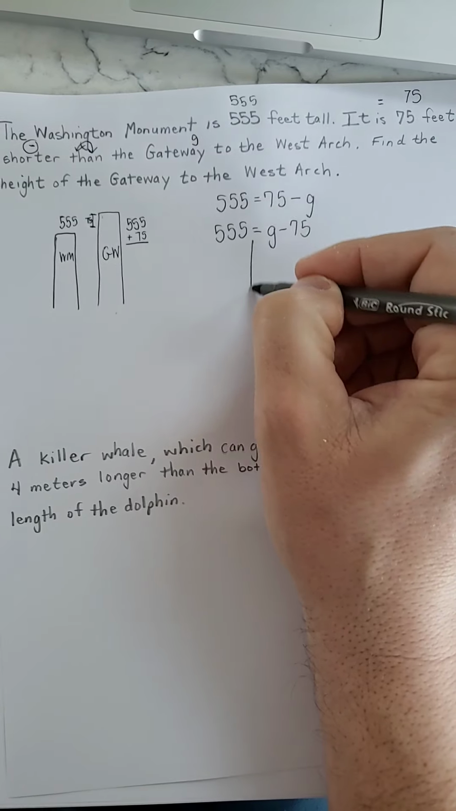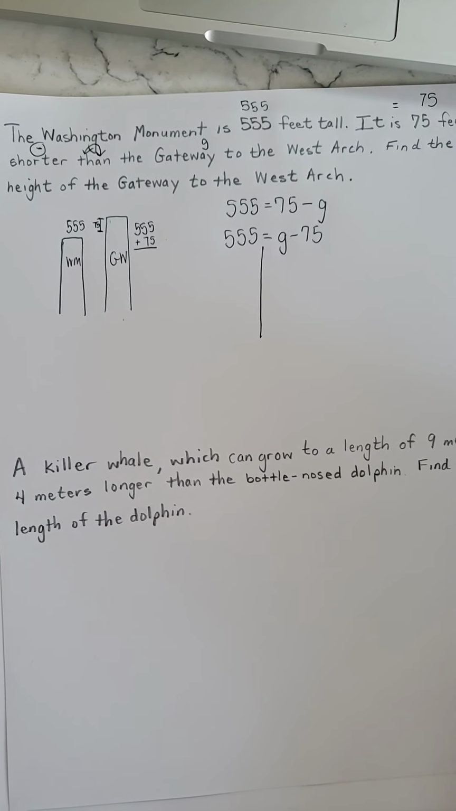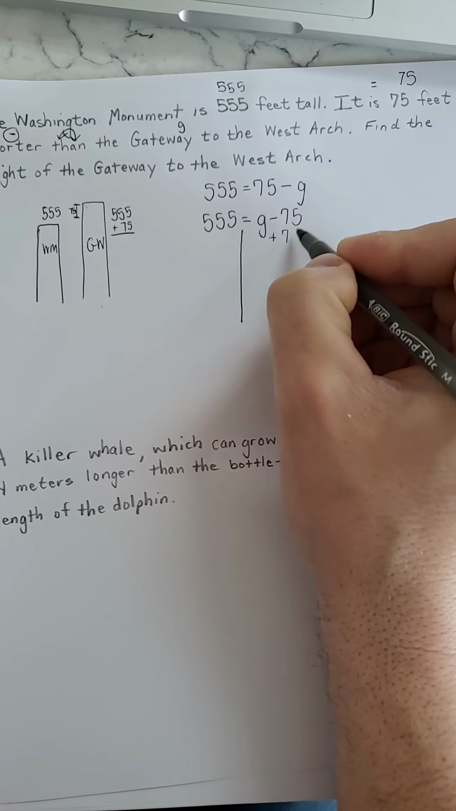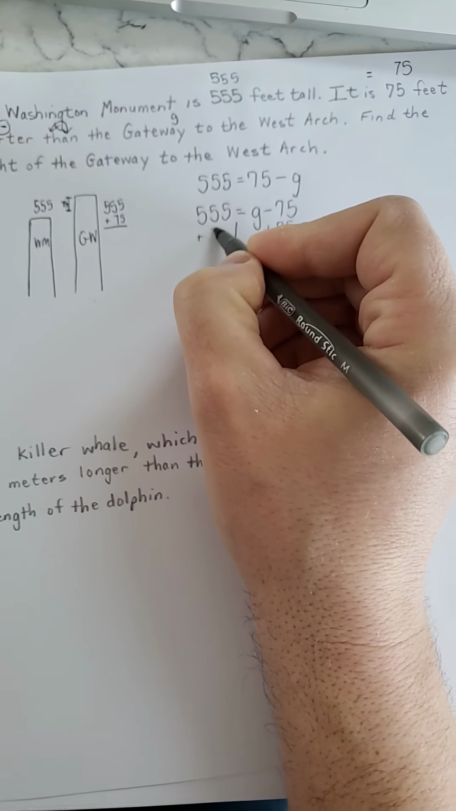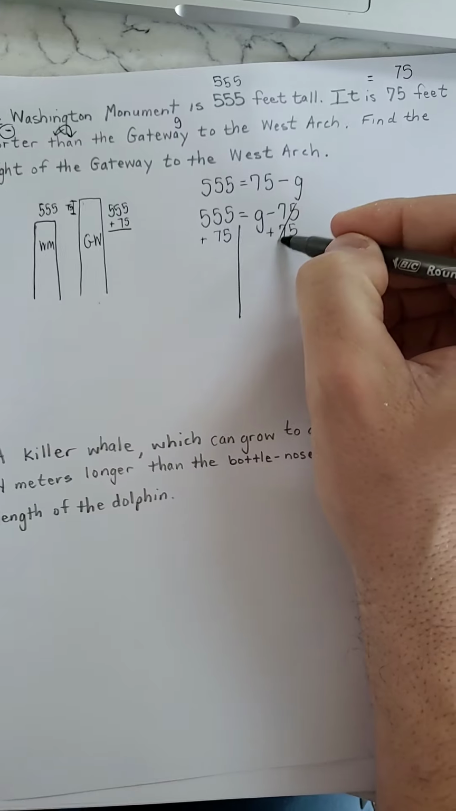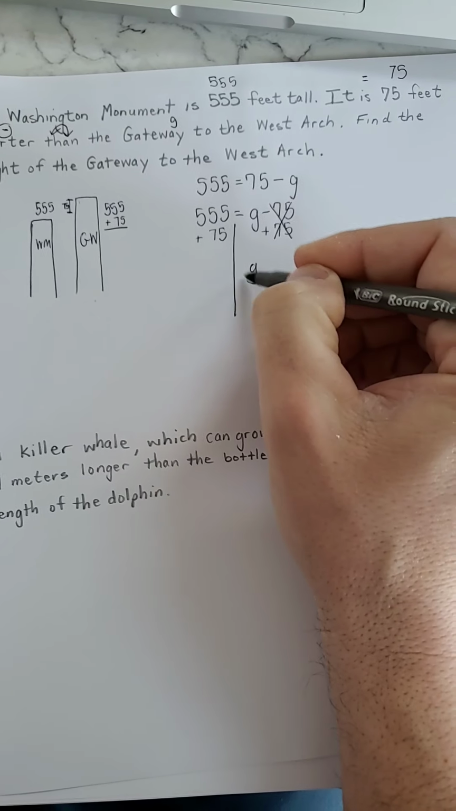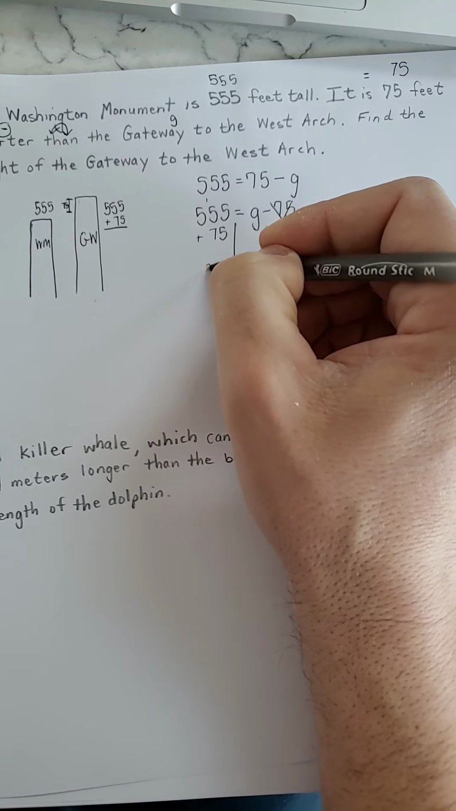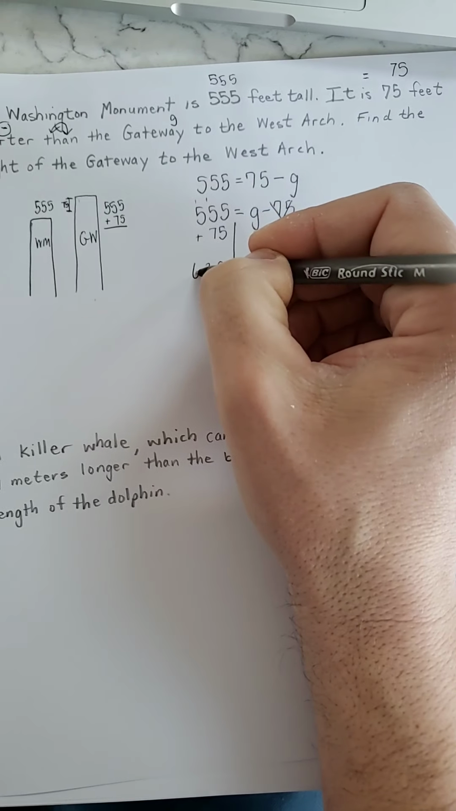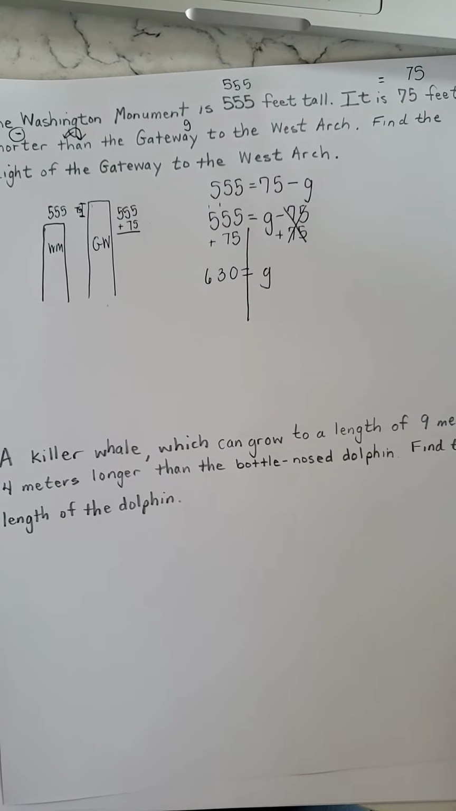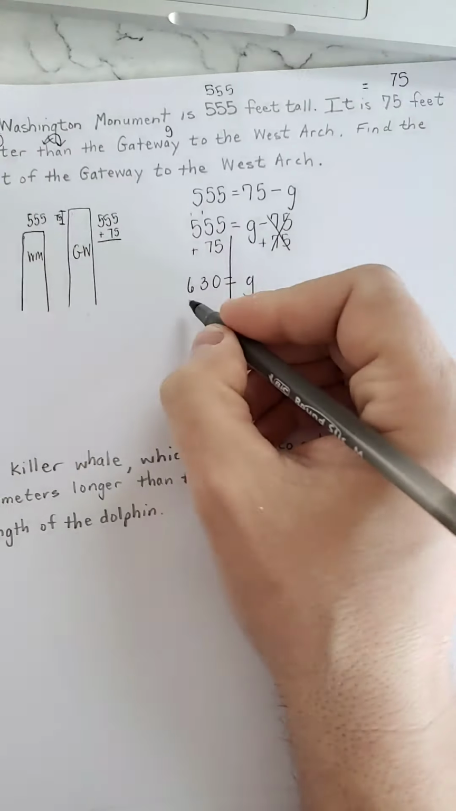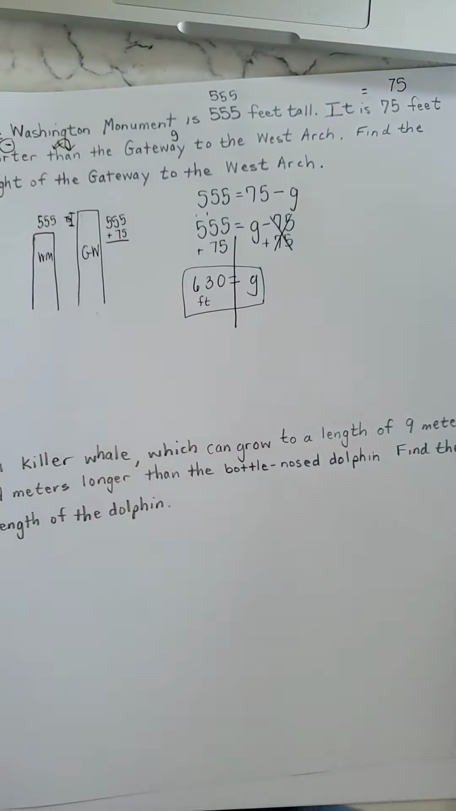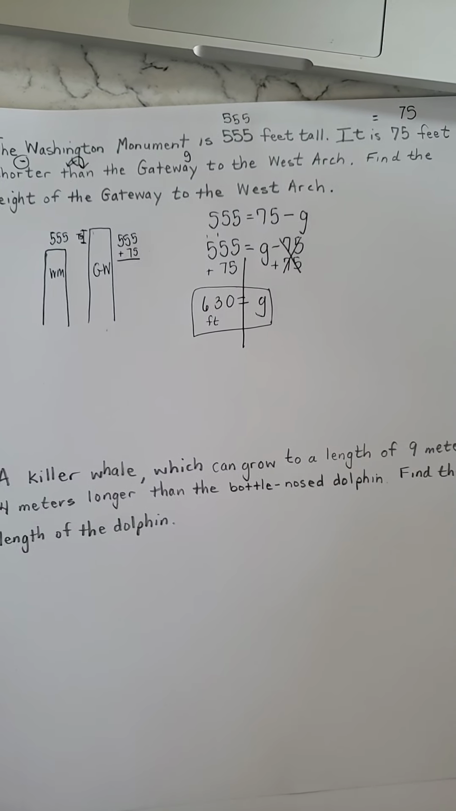And now it's a one-step equation. This is minus 75. I'm going to do some inverse operations to isolate the variable. These cancel each other out, and now it's a simple addition. All right, so hopefully that makes sense. 630 feet will be the height of the Gateway to the West Arch.